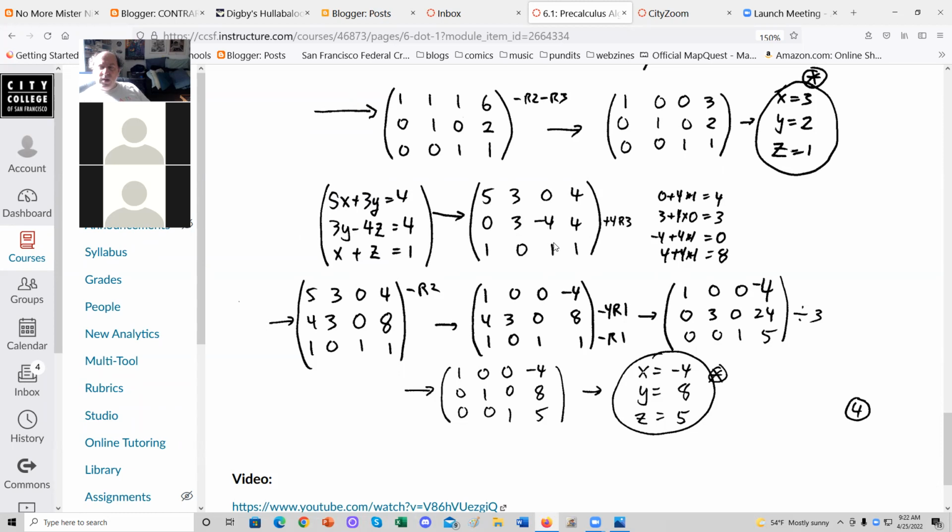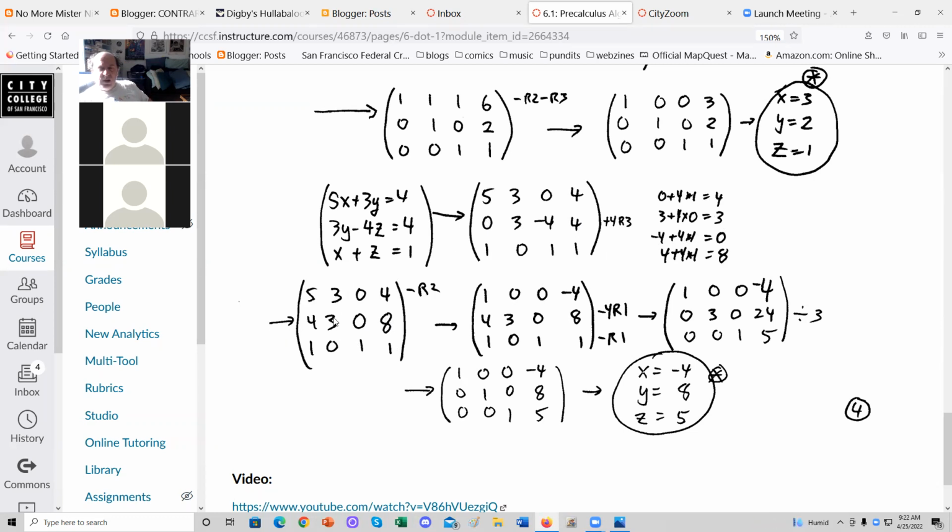I guess what I'll do is I'll use this entry here to clear away this 4 here. So add 4 of row 3 to row 2. 0 plus 4 times 1 is 4, so it gets a 4 there. 3 plus 4 times 0 is 3, so put a 3 there. Negative 4 plus 4 times 1 is 0, so put a 0 there. 4 plus 4 times 1 is 8, so put an 8 there. Okay, so we've cleared things away.